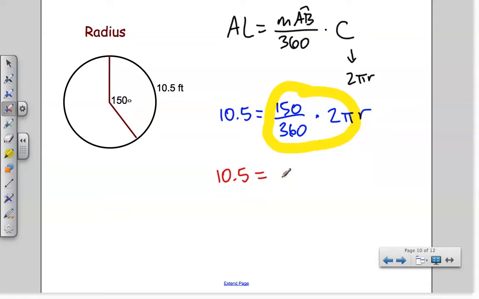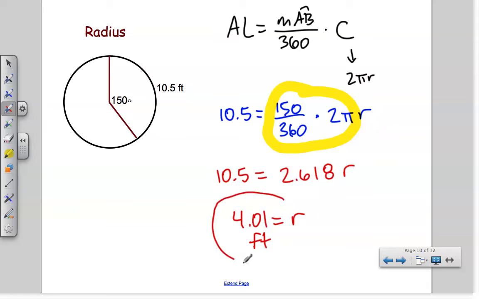When I did this whole thing, I got 2.618 about, still times that r, and then I can just divide by 2.618. So 10.5 divided by the answer I just got. And I get 4.01 for my radius. And I guess the arc length was in feet, so the radius would be in feet as well.